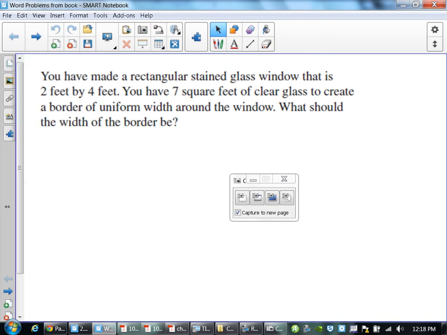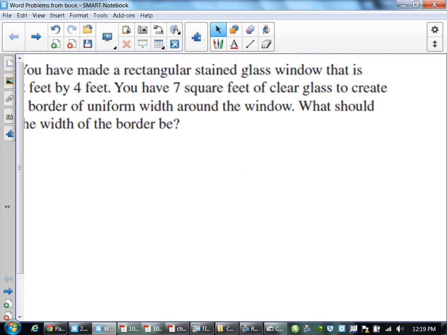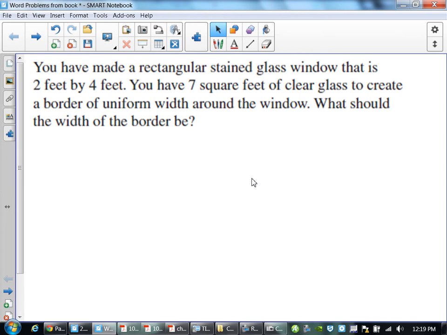Yeah, well, I'm not like a lot of the teachers, so we probably figured that out by now. Let's walk through a few of these things just to get the idea of what things mean and how you set things up and how you can utilize the calculator to be your best friend when it comes to a quadratic style word problem. So you are making a rectangular stained glass window that is 2 foot by 4 foot. You have 7 square feet of clear glass to create a border of uniform width around the window. What should the width of the border be?